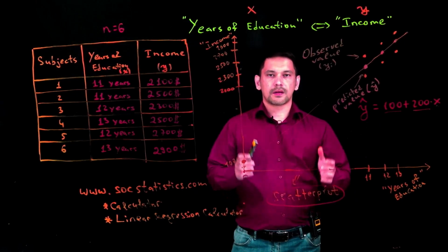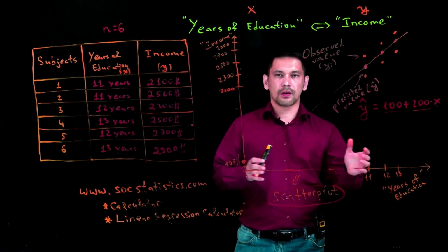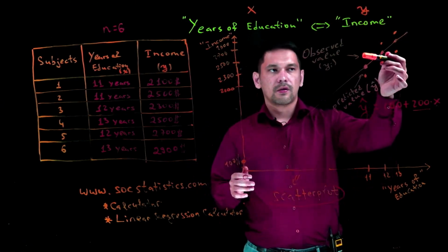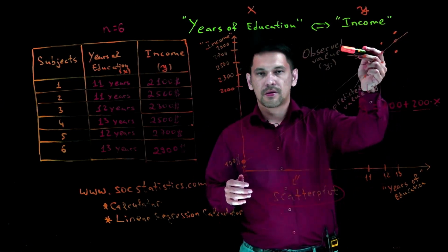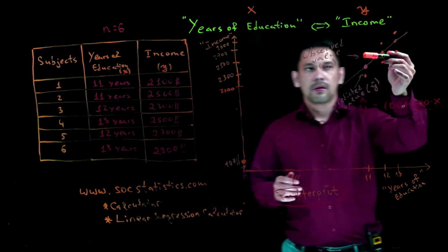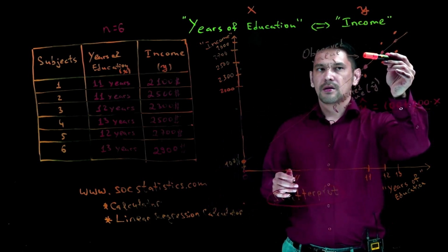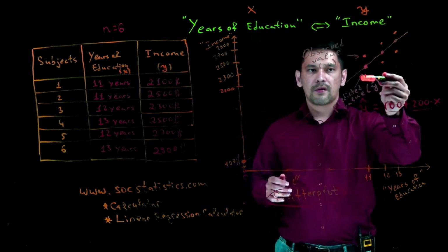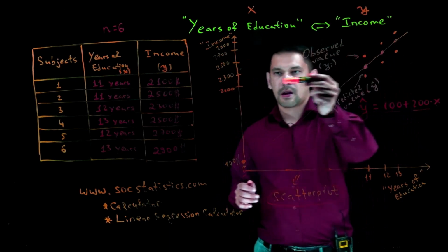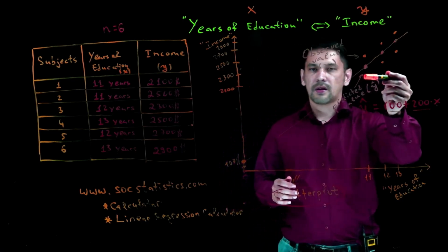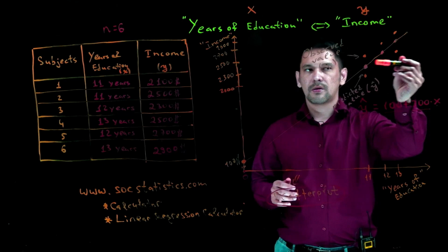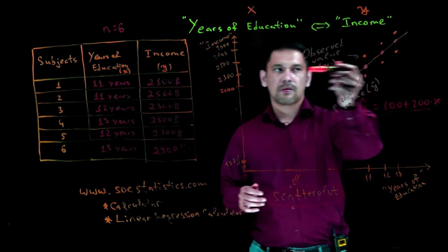Now I want to explain some of the basic terms related to the regression equation. Now please write this down. The y value for a certain dot is called an observed value. For example, the y value for this dot is 2,500. That's an observed value. Now the y value for this dot is 2,100. That's an observed value as well. The y value for this dot is 2,300, and that's an observed value too.